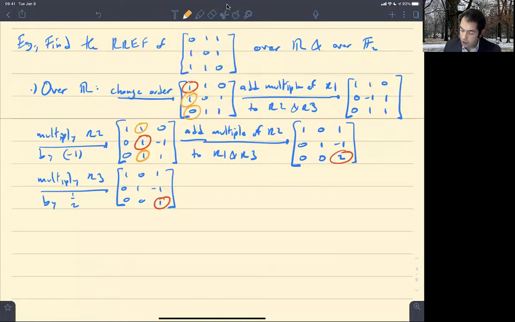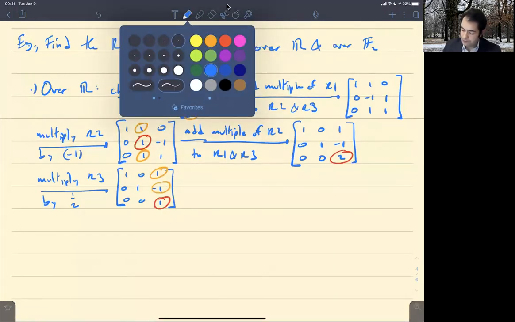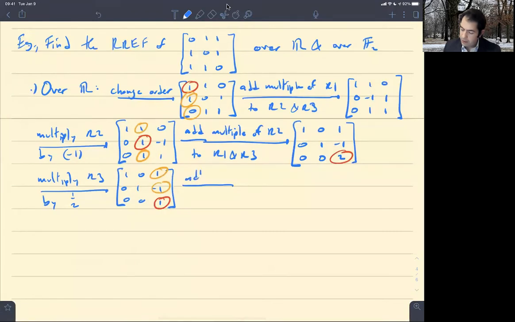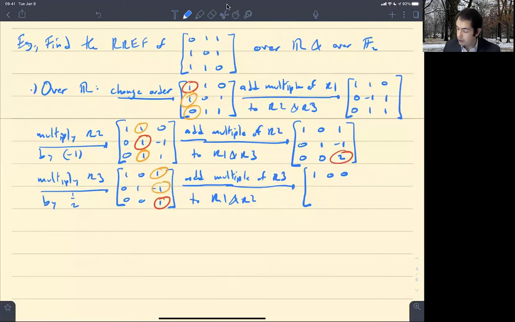and I will use it to clean up its columns, so I want to get rid of those. And I'll do that by adding a multiple of row 3 to row 1 and row 2. So I'll multiply it by -1 and add it to the first row. I end up with 1, 0, 0. I multiply it by 1, so by itself, and add it to the second row. I end up with 0, 1, 0. And then I don't do anything to the last one. And now we're done. We have a matrix in reduced row echelon form, right?